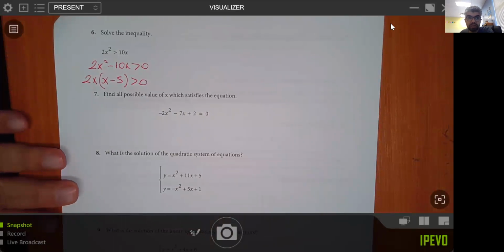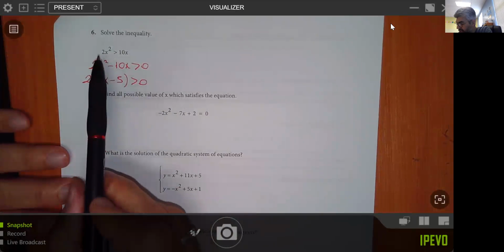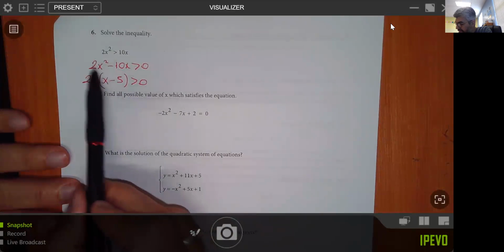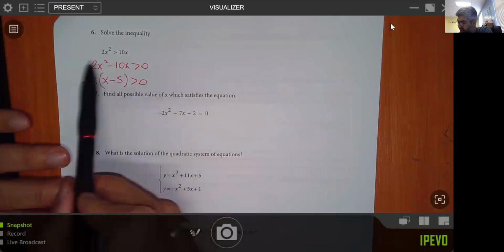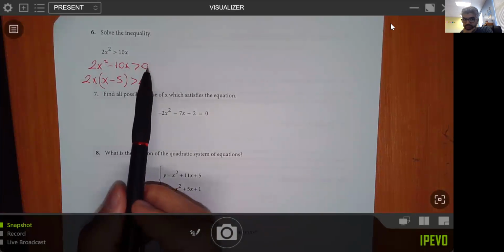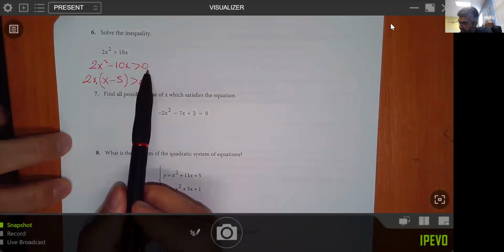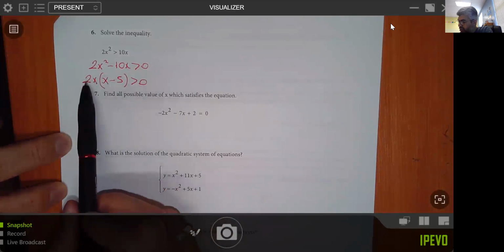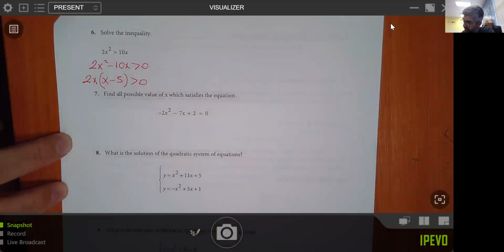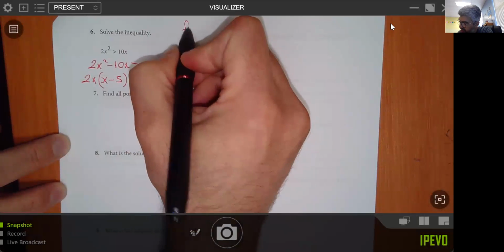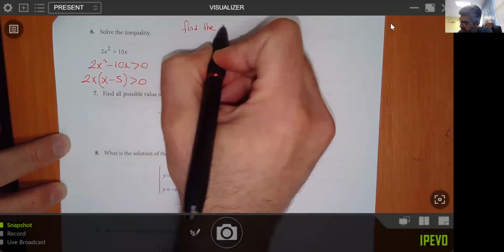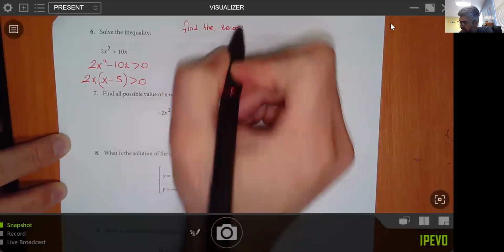What am I looking for? I'm looking for values of x which make this expression greater than 0, which make this quadratic function greater than 0. Okay? And to find that, I need to find the zeros, okay? So the first step, find the zeros. And what are they?